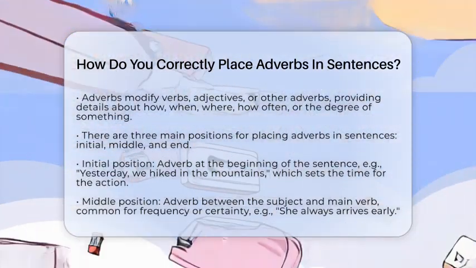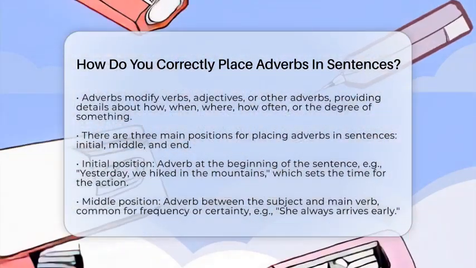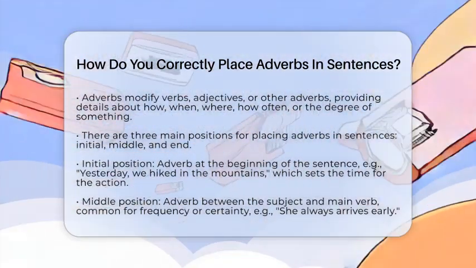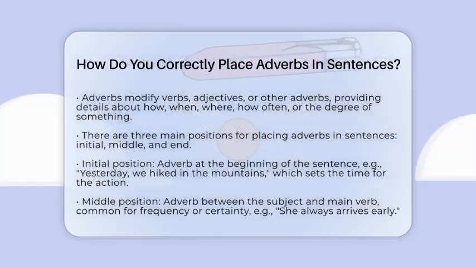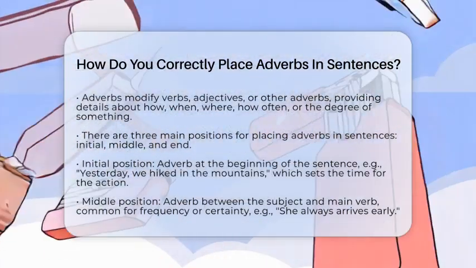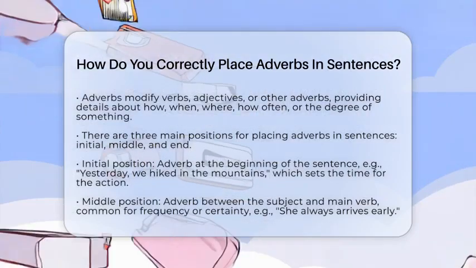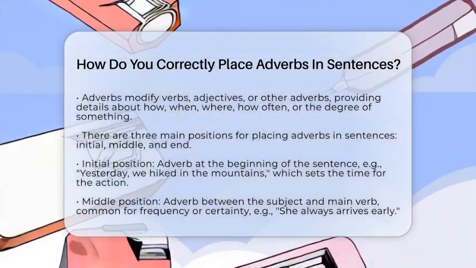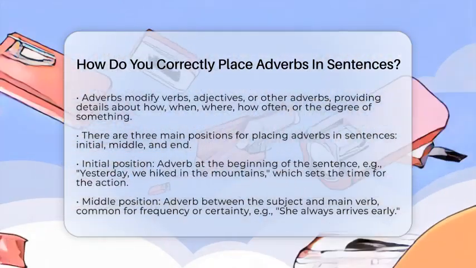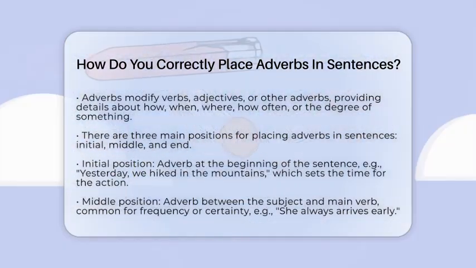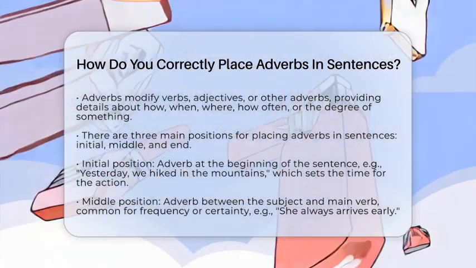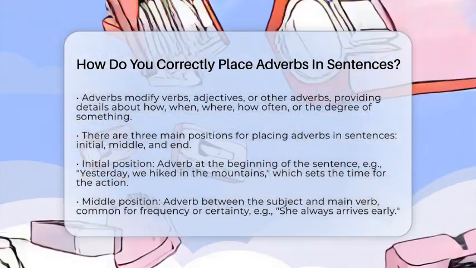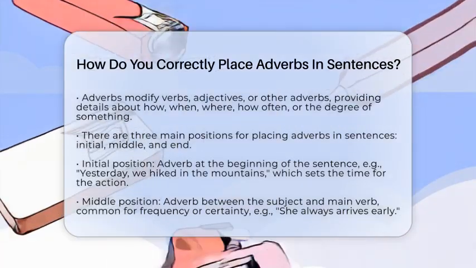Adverbs can be placed in three main positions within a sentence. The first position is the initial position. This means placing the adverb at the beginning of the sentence, right before the subject. This often adds emphasis or modifies the entire clause. For example, you might say, "Yesterday, we hiked in the mountains." Here, yesterday sets the time for the whole action.